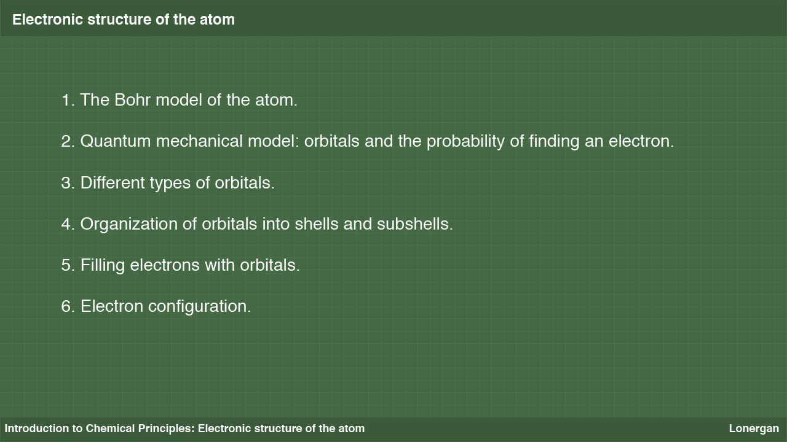I will start with a simple but outdated model called the Bohr model. I will then introduce the modern quantum mechanical model, where the concept of orbitals and probability are important. I will discuss the different types of orbitals, how they are organized into shells and subshells, and how they fill with electrons. All of these things are captured by what is called an electron configuration, and I will describe how to write the electron configuration describing atoms of a particular element.